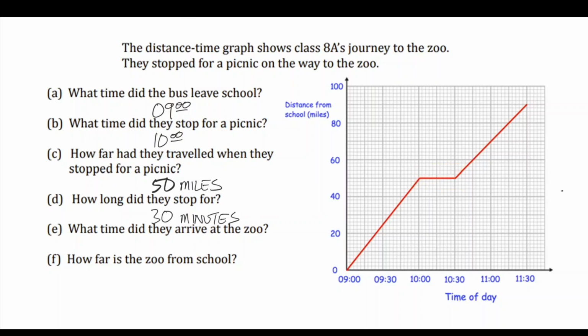We're then asked, what time did they arrive at the zoo? Well, the end of the journey was at the zoo. So this point here is when they've reached the zoo. 11:30 is the time they arrived at the zoo.